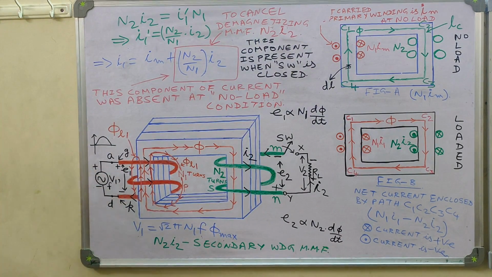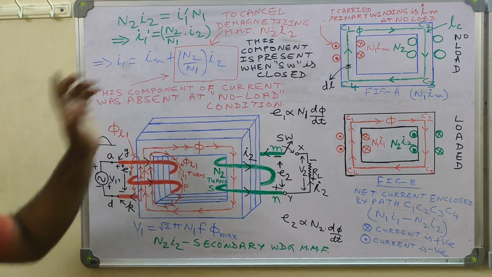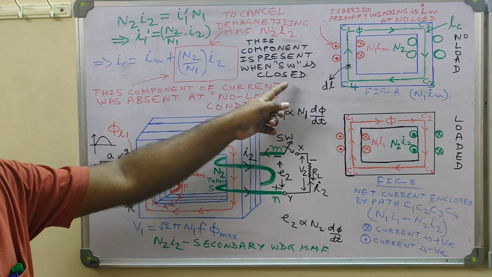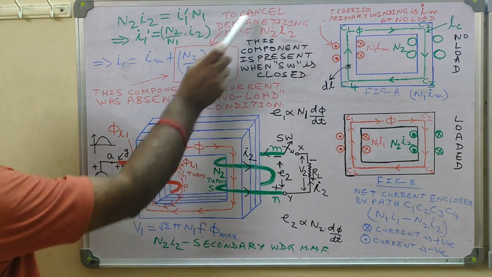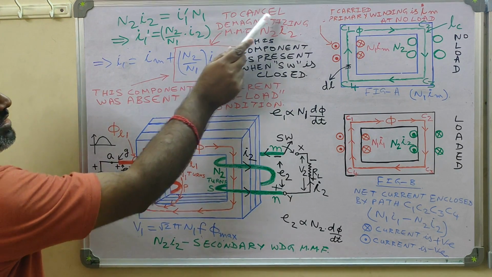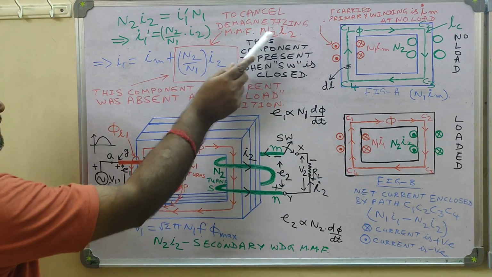So we can view the same thing in a different way. This component of current was absent at no load condition. This component is present when SW is closed, that means at loaded condition. Why? To cancel or neutralize the demagnetizing MMF of the secondary winding, that is N2 I2.